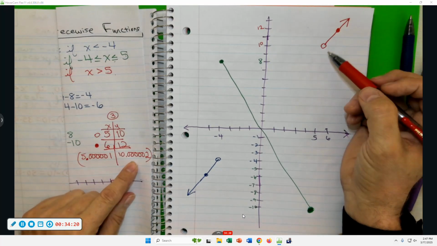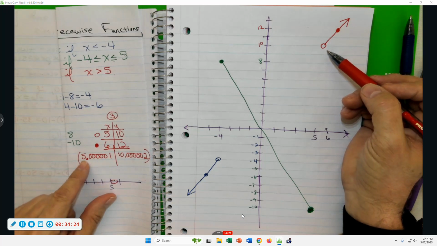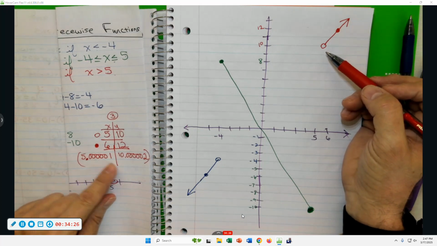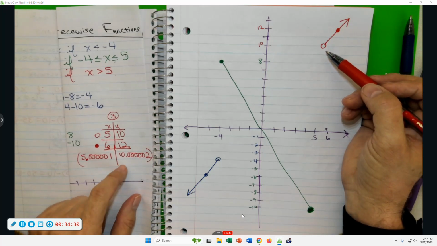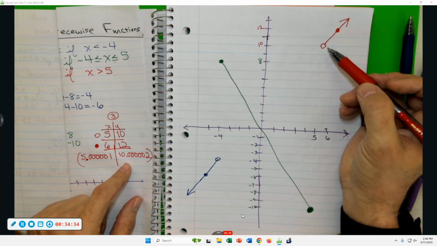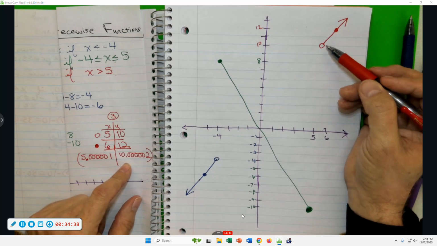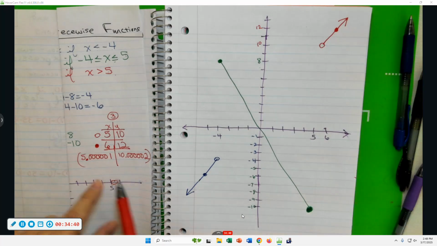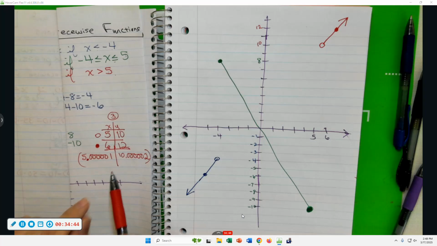To the naked eye, what does it look like I'm labeling? When I'm trying to label this 5.000 stuff and 10.00, what does that ordered pair look like? 5, 10. It looks like 5, 10. So this open circle is saying (5, 10) is not on the graph, but there are plenty of points that look like (5, 10) that are on the graph.